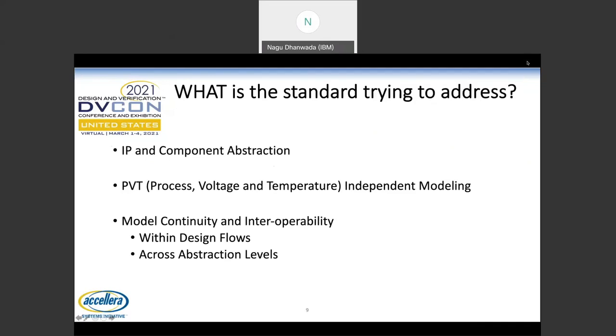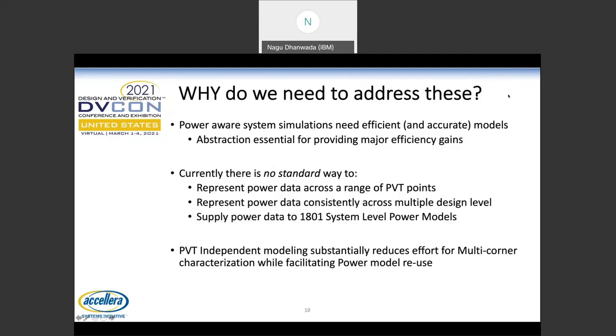Now, why do we need to address these, right? So first of all, efficiency and accuracy are paramount for modeling energy and power impacts at the system level and beyond, right? So the whole notion of efficiency is delivered in terms of abstraction capabilities, in order to facilitate large-scale system simulations that are power aware, right? And at the same time, delivering accuracy in these models, which are used in these system-level simulations, is also very valuable so that we can avoid significant over-design and not have to build in large margins, right?